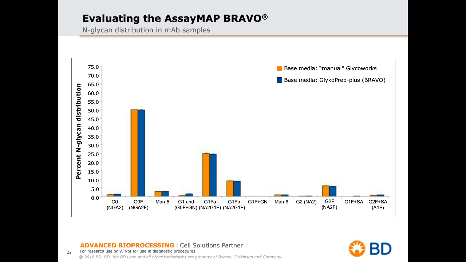The x-axis shows the name of the glycan species, and the y-axis details the percent N-glycan distribution. This is calculated based on the area of each peak found in the UPLC fluorescence profile. The data for the manual preparation is shown with the orange bars alongside that for the automated approach, which is shown in the blue bars. The results show a strong correlation with the identified N-glycans between the 2 preparation methodologies.